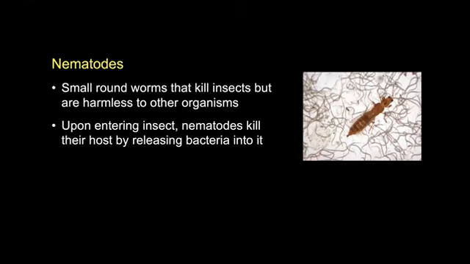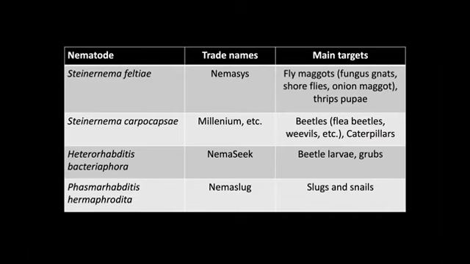Once they enter the body of the insect, these nematodes have a special relationship with bacteria. So what they do is they release the bacteria within the insect and eventually result in killing that insect. Here we have some examples of biopesticides that are based on nematodes. And like I mentioned, they work for fly maggots, fungus gnats, shore flies, onion maggots, or they also work for beetles, flea beetles, weevils, and slugs and snails.